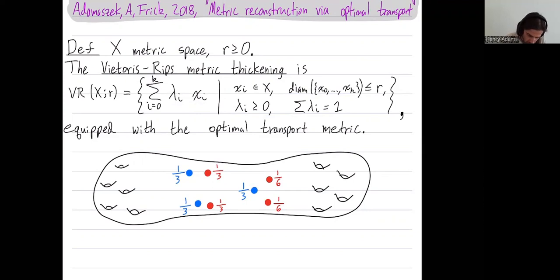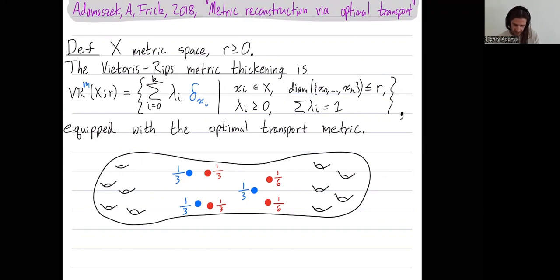To put a new topology on this, I'm going to call it a metric thickening. The superscript M just stands for metric. The perspective is I don't take convex combinations of points. I take convex combinations of Dirac delta masses. A convex combination of Dirac delta masses is just a probability measure, a probability measure whose support has diameter at most R.